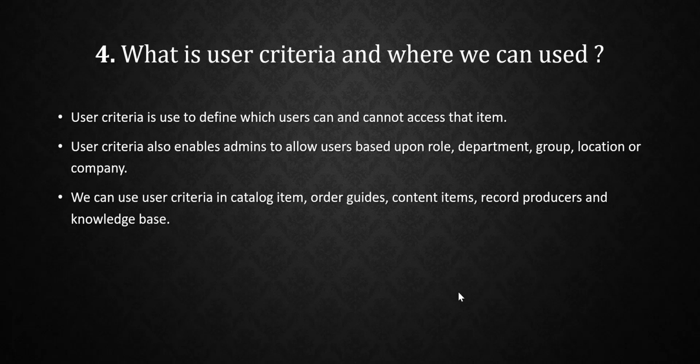Sometimes they will not directly ask this question. They will ask something like, let's say we have one catalog item and I want to restrict it for some particular department or some particular location. How will you achieve that? At that time you can say by defining user criteria, and the user criteria will select that particular department or location, and that catalog item or knowledge article will not be visible to those users.